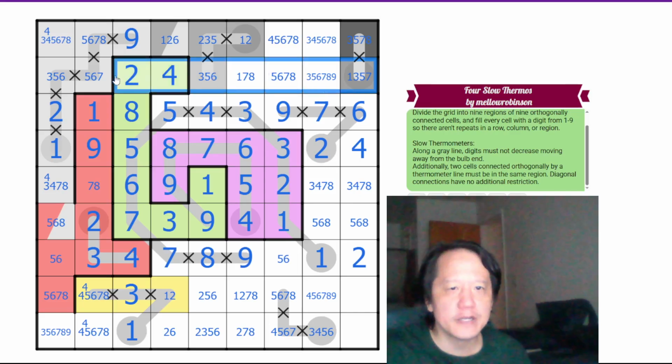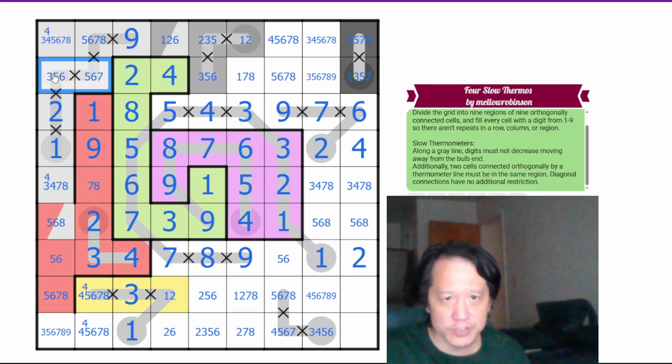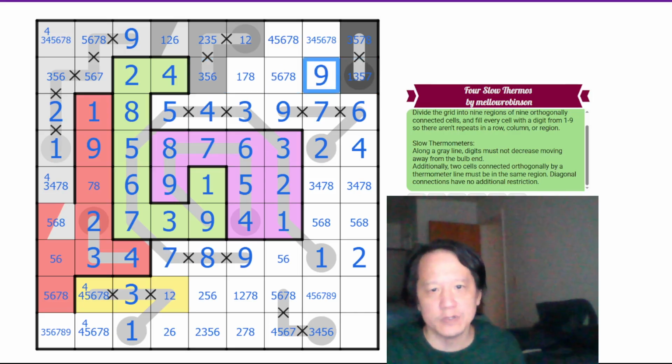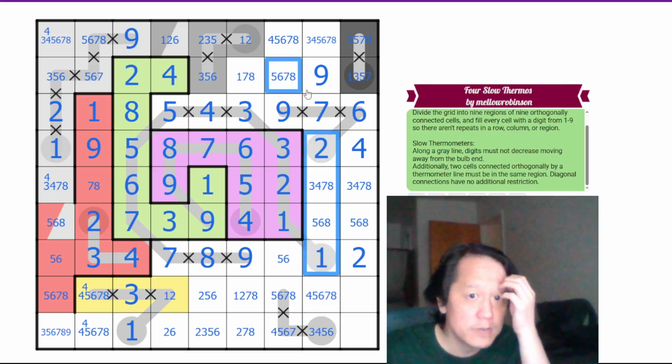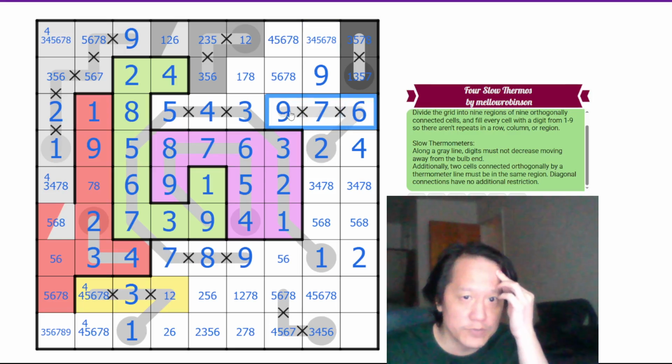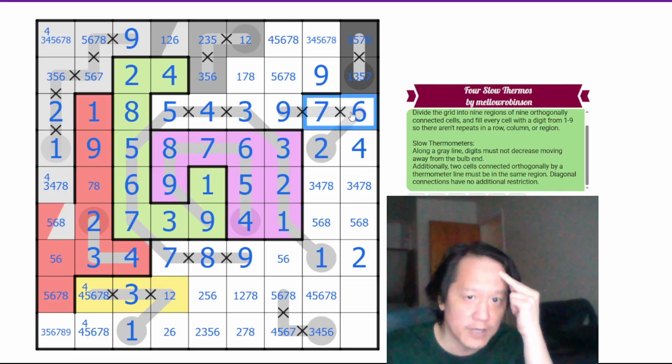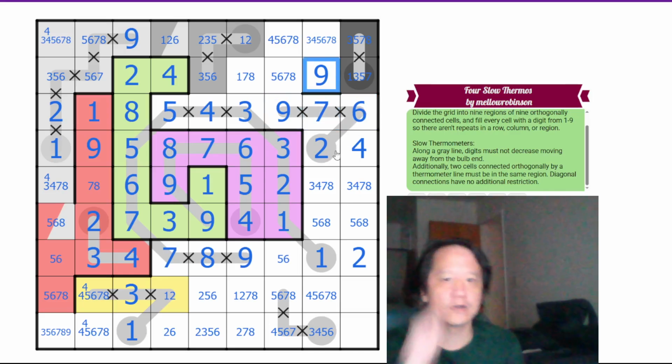Where is 9 in row 2? Can't be in the light region, can't be in these cells here because of 9's in the column. Can't be here, so it must be here. That eliminates 9 in the rest of the column here. So these are part of two different regions. So we have a definite boundary here because we have a 9 in this region and a 9 here.